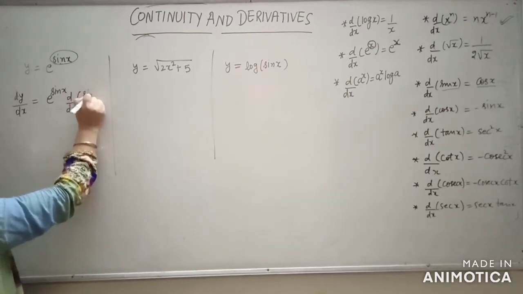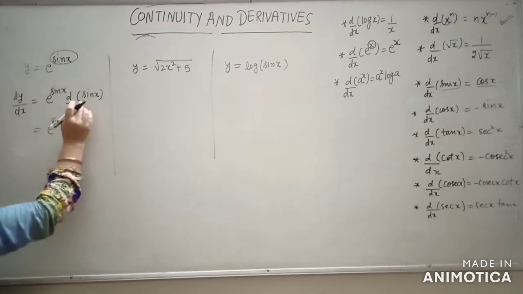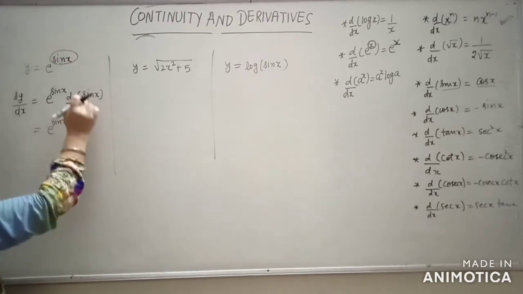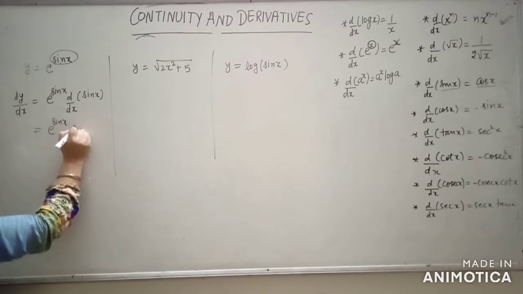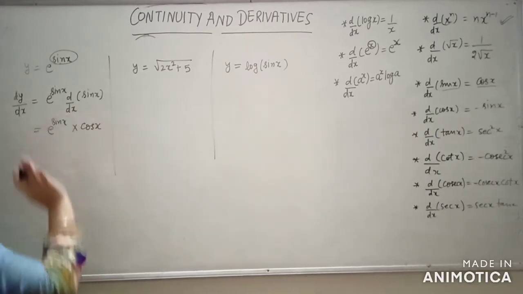This is d by dx of sin x. So e raised to power sin x, and whatever you have considered as x, that is sin x, the derivative of that is cos x. So your derivative is cos x e raised to power sin x.